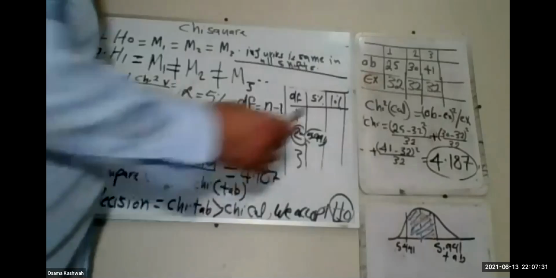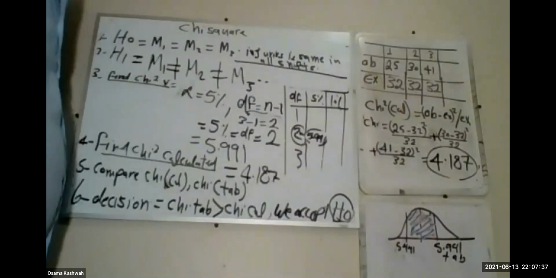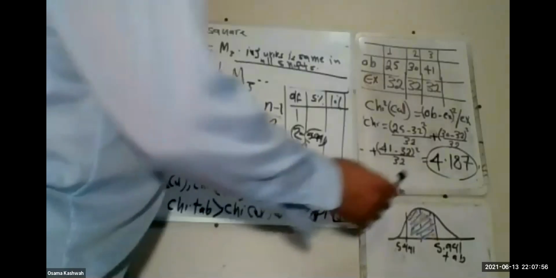Then the chi-square calculated will equal the observed minus the expected, all squared, divided by the expected. So chi-square equals 25 minus 32 all squared divided by 32, plus 30 minus 32 all squared divided by 32, plus 41, the observed, minus the expected, all squared divided by 32. This will give me chi calculated, which is 4.187.